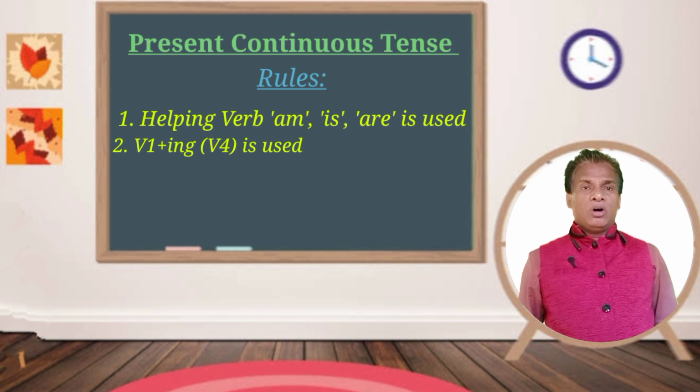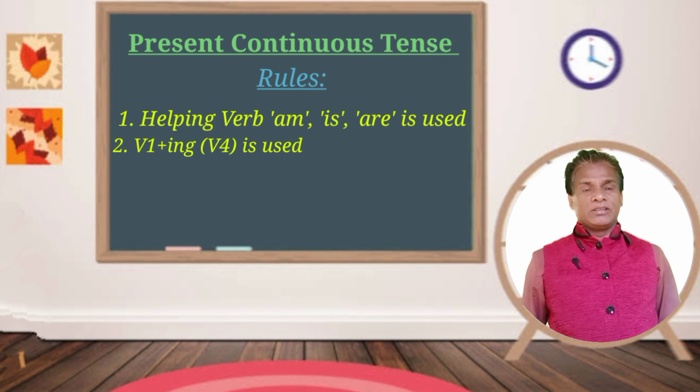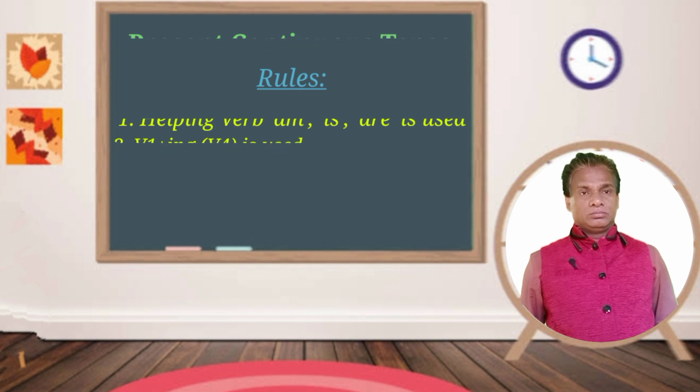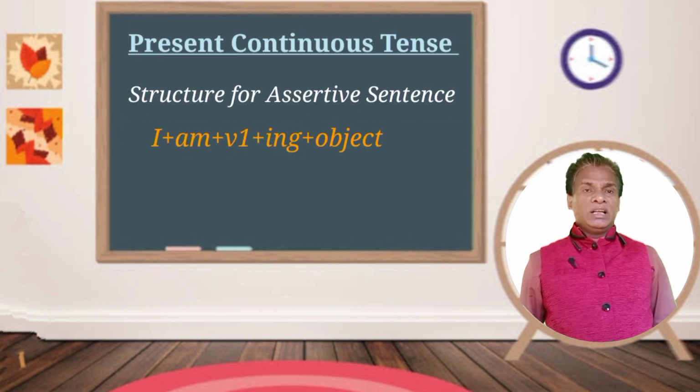Auxiliary verb or helping verb am, is, are is used in this tense. V1 plus ing, or V4, is used. Now let's know the structure for assertive sentences. I plus am plus V1 plus ing plus object.